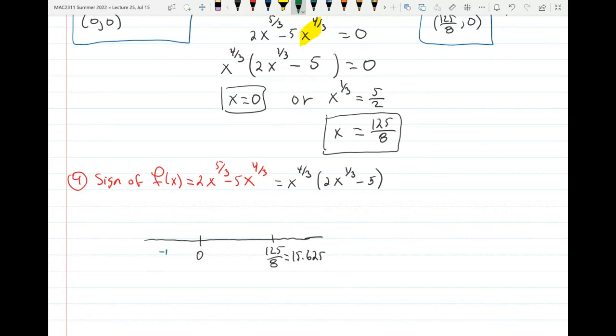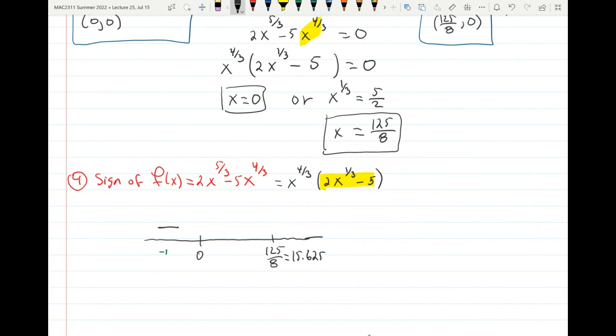So if I pick -1, notice that the first factor is always positive because it's x to the 4 over 3, and that 4 makes it positive. So it's really just the parenthesis that will tell us the sign. If I put in -1, the negative is going to survive, so we get -2 minus 5, which is negative. So the function is negative here.